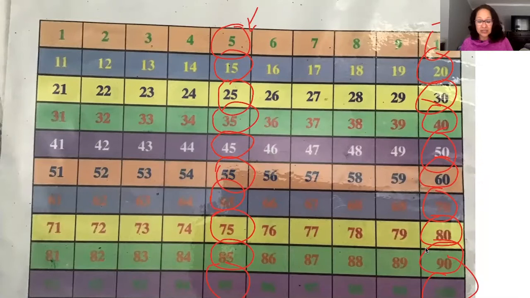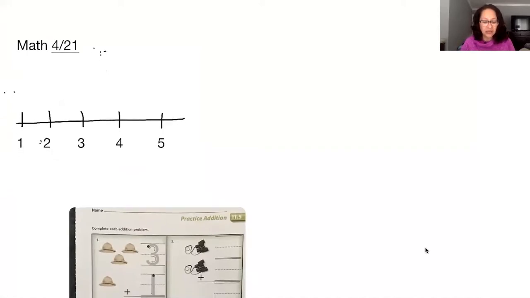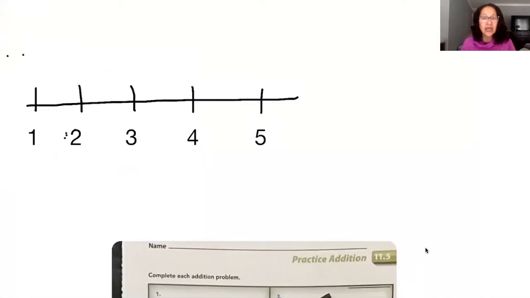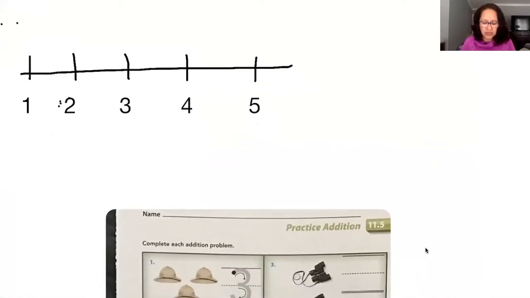Now, boys and girls, we're going to go on to the paper, and I'm going to show you again. We're just going to look at this number line right here. Now, this number line, right, we're going to count, and I'm going to write a number sentence. So we're going to add, let's add what we added earlier. We're going to add 2 plus 3 equals, right?